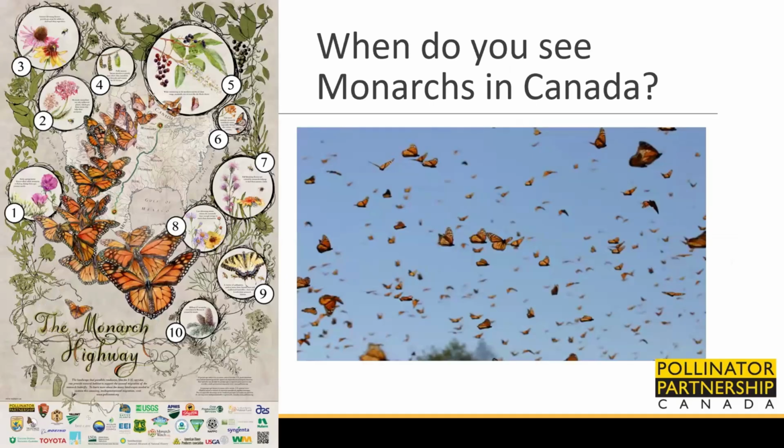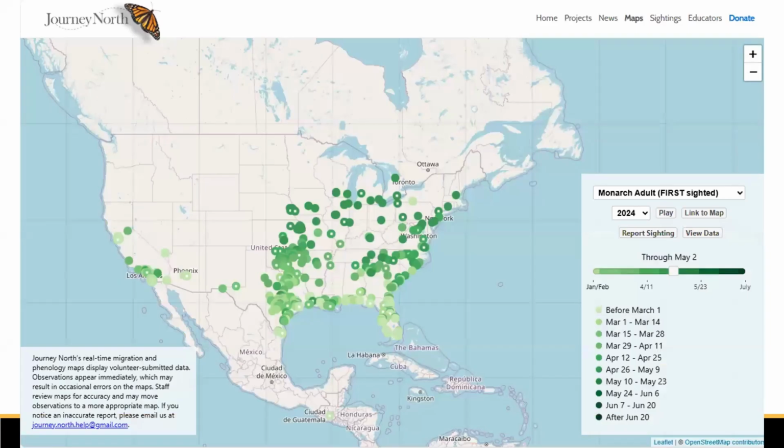Monarchs travel a very long distance. When do we generally see monarchs in Canada? Monarchs tend to arrive in southern Ontario in the mid to late May, although in some years they may arrive sooner or be seen later, as this process is dependent on the temperature, wind patterns, and food availability across the United States and Mexico.